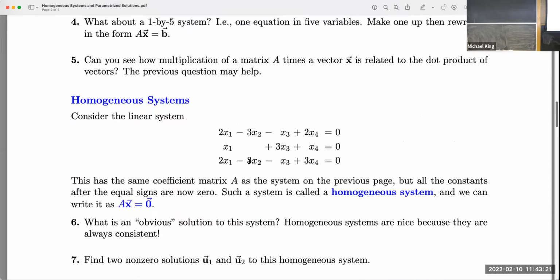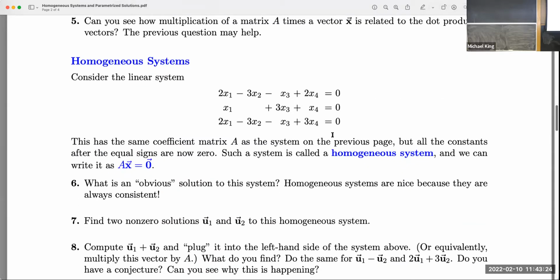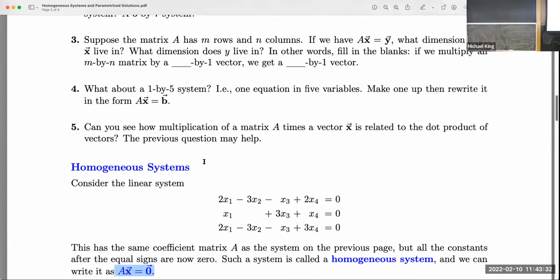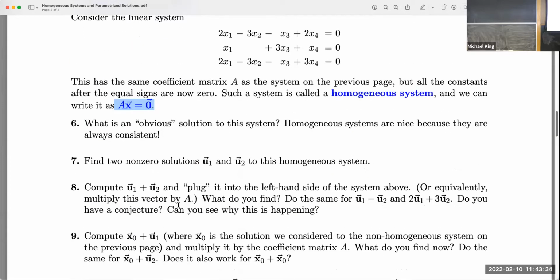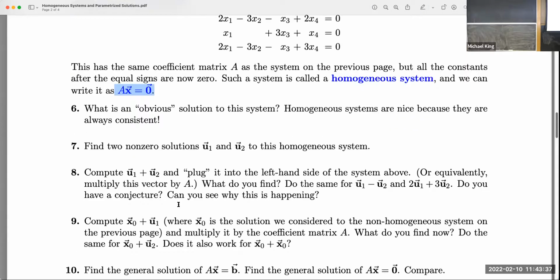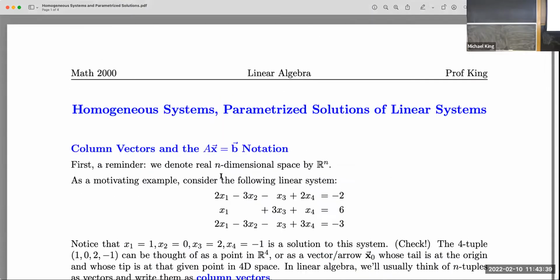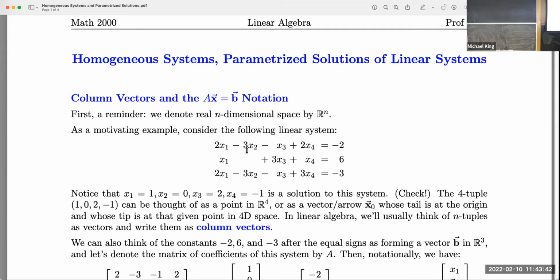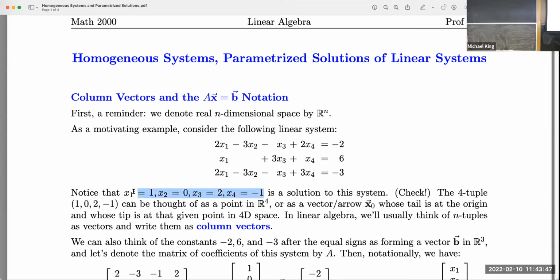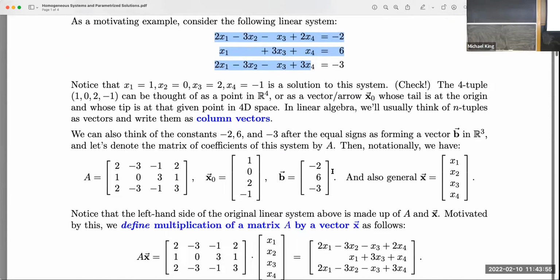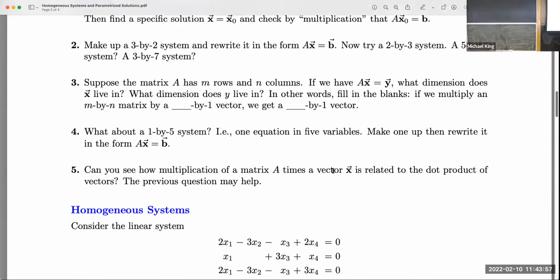But then I want to talk about homogeneous systems, which are really important, which is basically where you have all zeros on the right-hand side. We can write it as AX equals 0. It's going to ask you to solve. There's a thing down here where it says find the general. AX equals B was this system here from page 1, where I told you a solution. It's the same coefficient system, but with zeros after the equal sign it's the homogeneous version. So it's all the same.